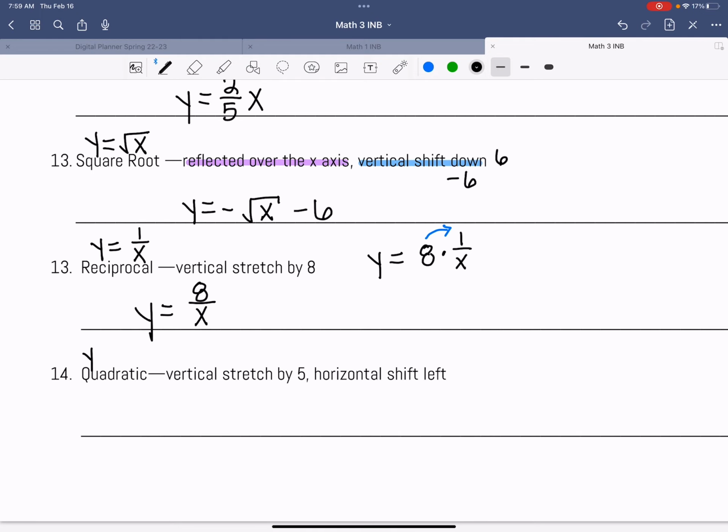And the quadratic, y equals x squared. We're going to do a vertical stretch by 5 and a horizontal shift to the left, we'll say by 3. Okay, so the stretch is going to go on the outside, so that's going to be 5 on the outside. And then a shift left or right means this is going to be plus 3, because remember it's opposite. So we're going to do parentheses and say x plus 3 and put the squared on the outside.